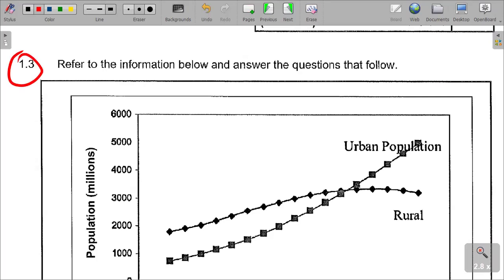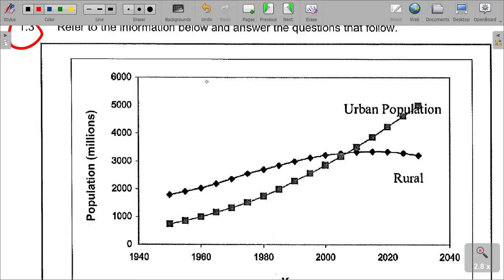So now we have question 1.3. Question 1.3, urban population in millions, is given on the vertical axis.